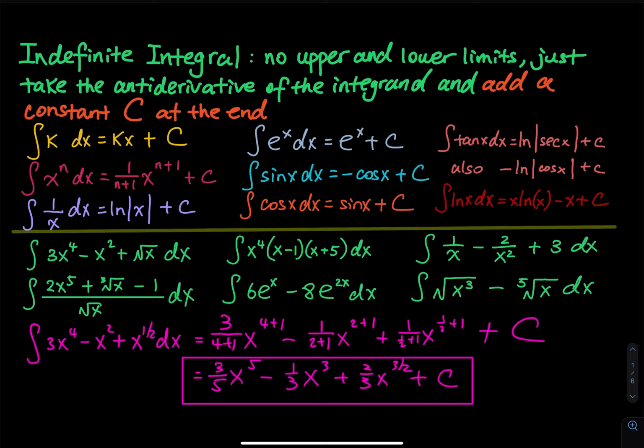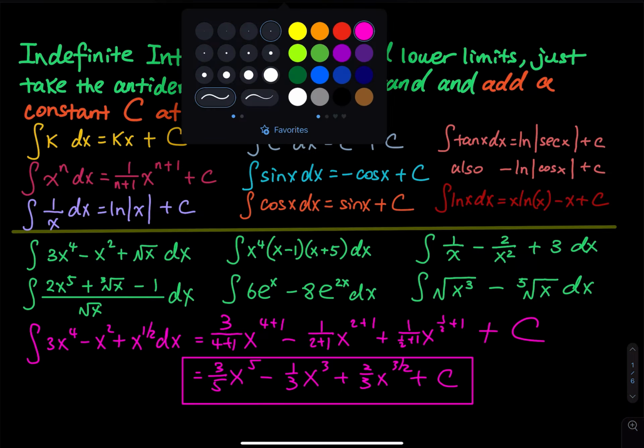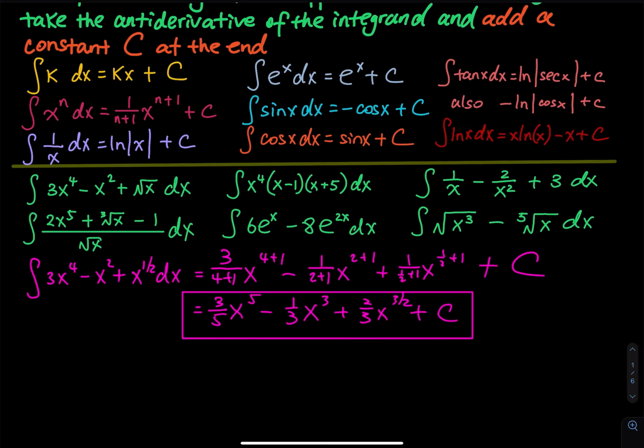The next one, let's do the one with divided by square root of x. Okay, let's change to a different color. So we have integral we have a 2x to the fifth. So you have 3 terms on top and then 1 term in the denominator.